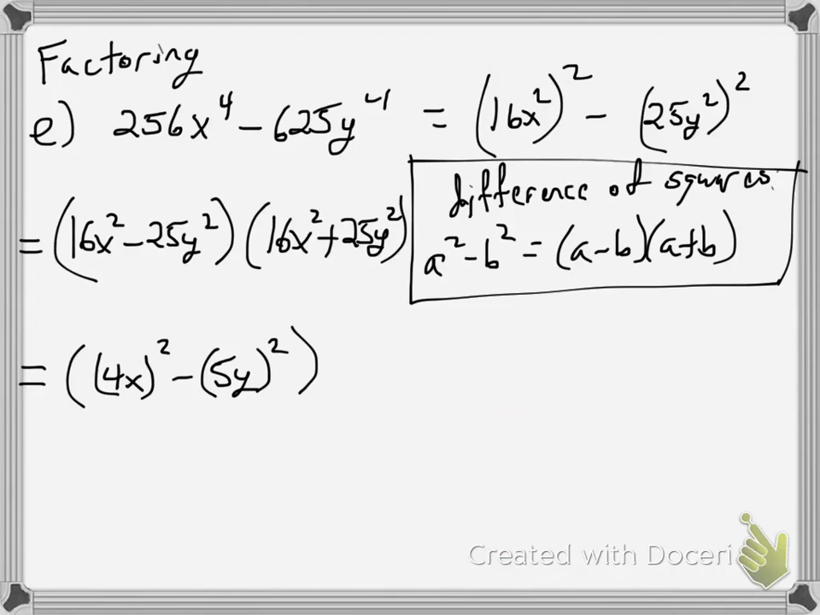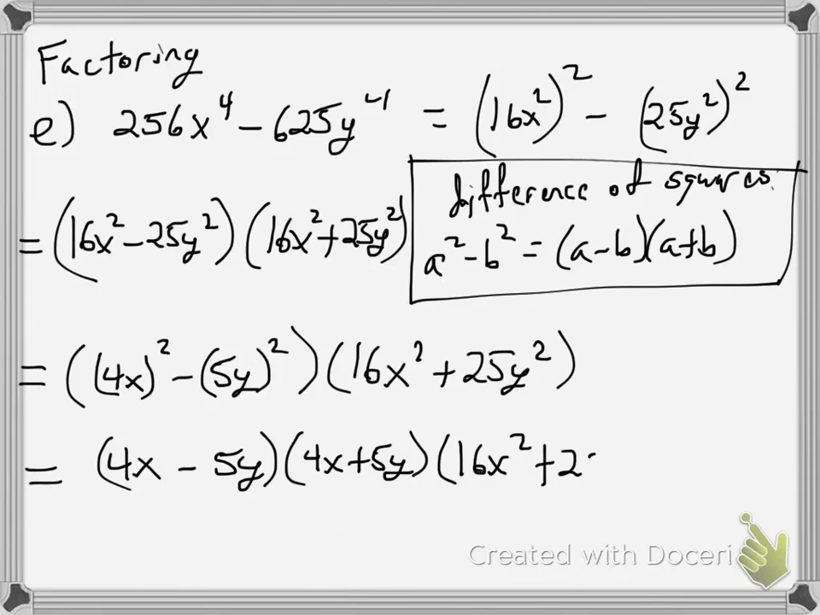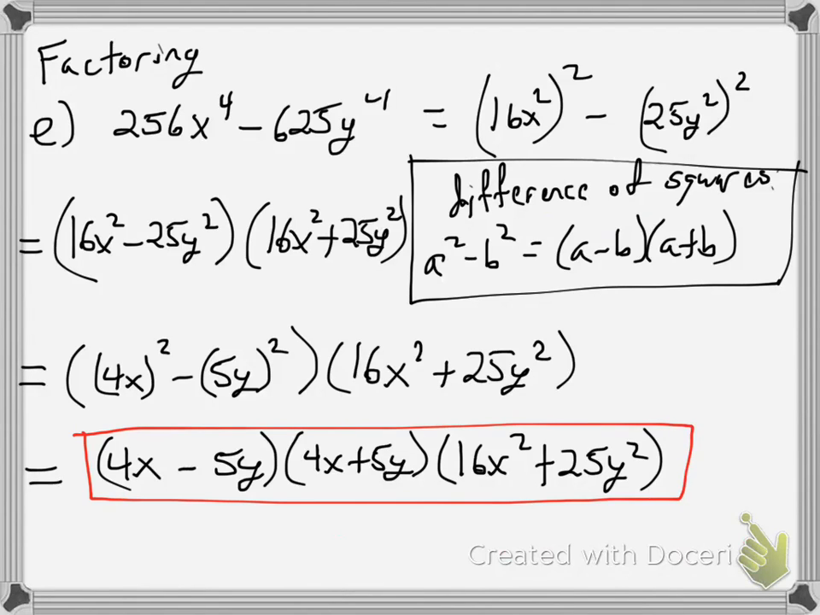Okay. There is no sum of squares formula, so we can't do a whole lot with that other piece, the 16x squared plus 25y squared. However, we can factor that first piece. And so it's going to factor into 4x minus 5y, 4x plus 5y, and then times 16x squared plus 25y squared, and that would be completely factored. So in California we may have said we had to do hella factoring.